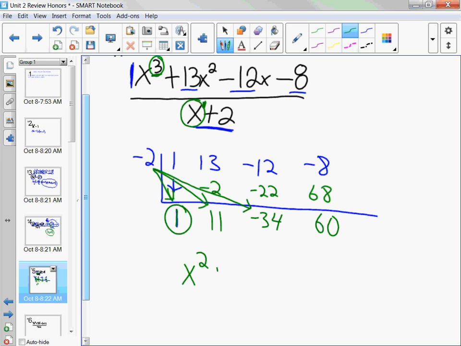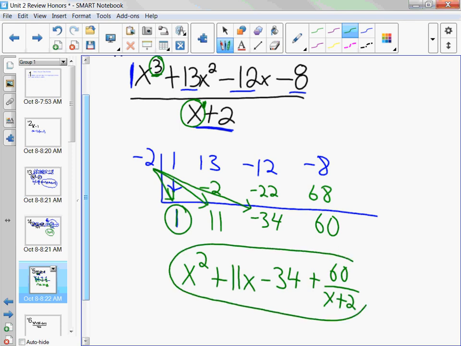Then I just go in descending order. The 11 is for the x term. The negative 34 is my constant, and 60 is my remainder, and I put it over the divisor, x plus 2. And there is my answer for synthetic division.